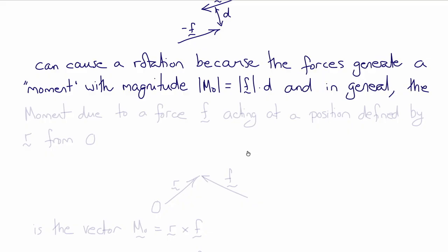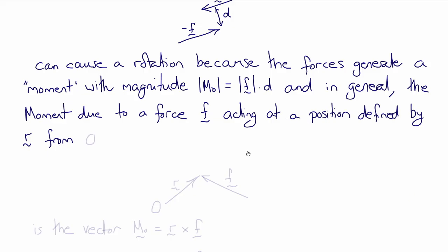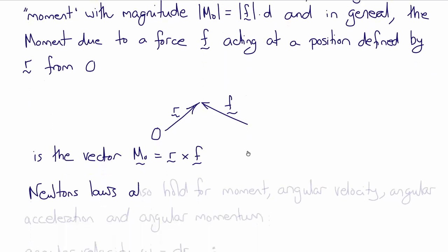And further, in general, the moment due to a force F acting at a position defined by the position vector r from the origin is the vector M0 equals r cross F. Note that the orientation of the moment vector is the axis about which, in a right-handed sense, the moments act to create rotation.